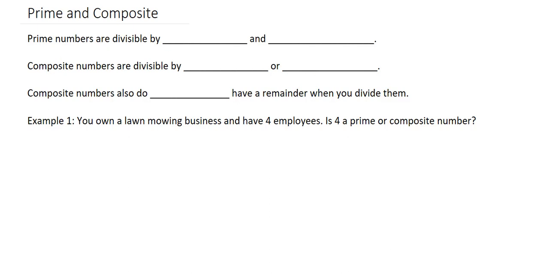Prime and composite. Prime numbers are divisible by 1 and itself. And so composite numbers are going to be divisible by numbers or factors. Now, composite numbers also do not have a remainder when you divide them. So let's look at the first example. We can kind of go over this some more.